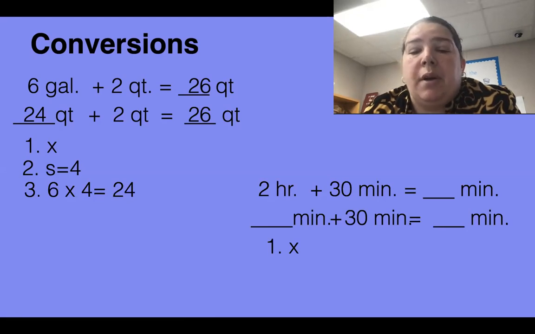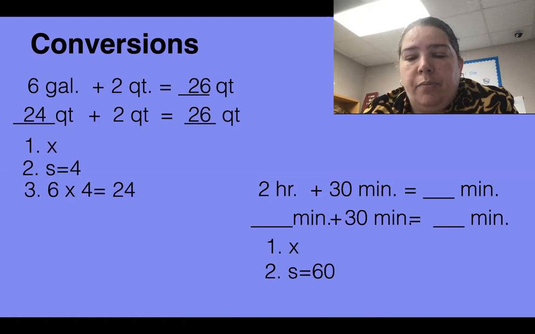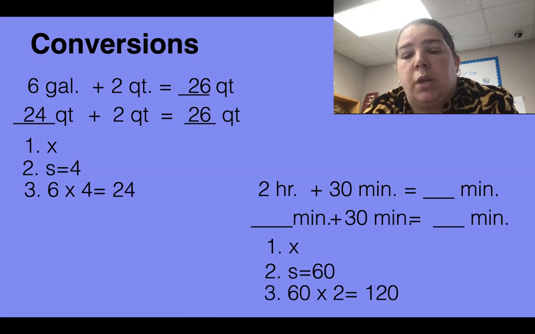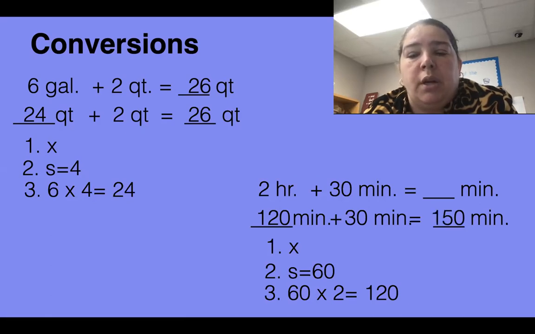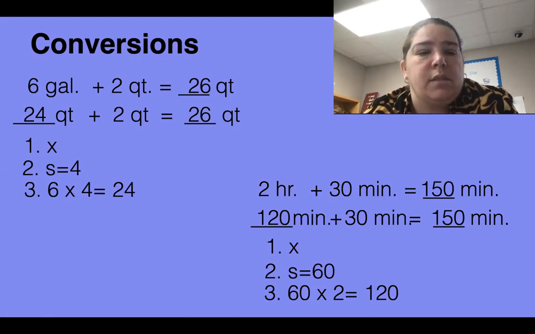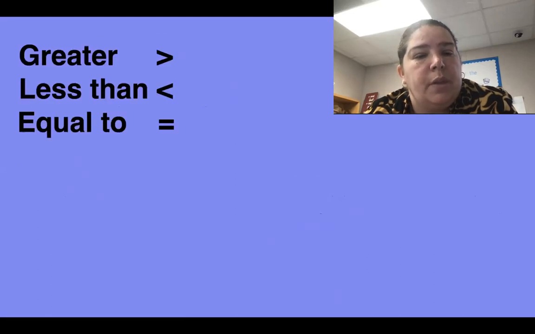Our step 2 is to find our special number. How many minutes are in 1 hour? That's 60. And our step 3 is to do the work. 60 minutes times 2 hours equals 120 minutes. So we put 120 on the line, and we add 30 minutes to it, giving us 150 minutes. So our final answer is 150 minutes. Okay, keep practicing those. They're on your worksheet as well.